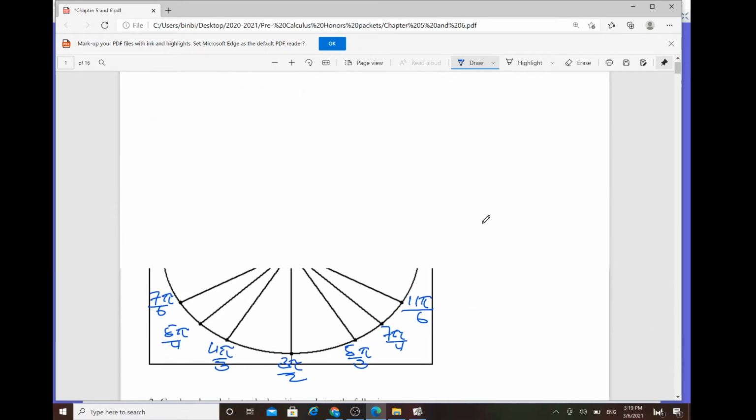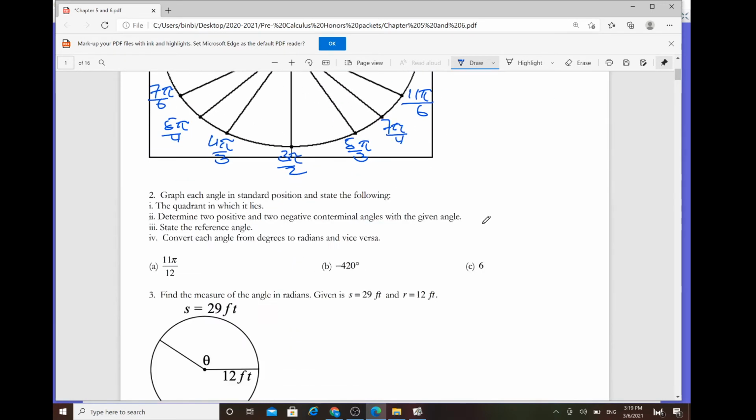For number 2, you want to graph the following angle in standard position and state the quadrant in which it lies. Determine 2 positive and 2 negative coterminal angles with the given angle, and state the reference angle. Again, those are pretty much the basic stuff that we did in trig. Also convert each angle from degree to radian or radian to degree, vice versa. Okay, so let's try the one that's like 2a.